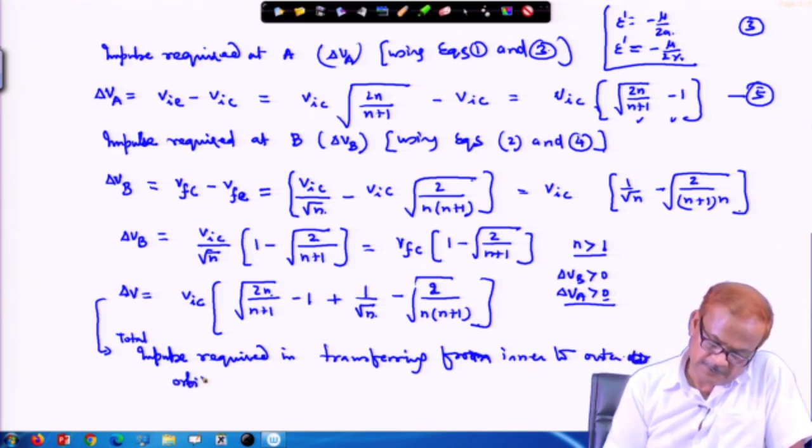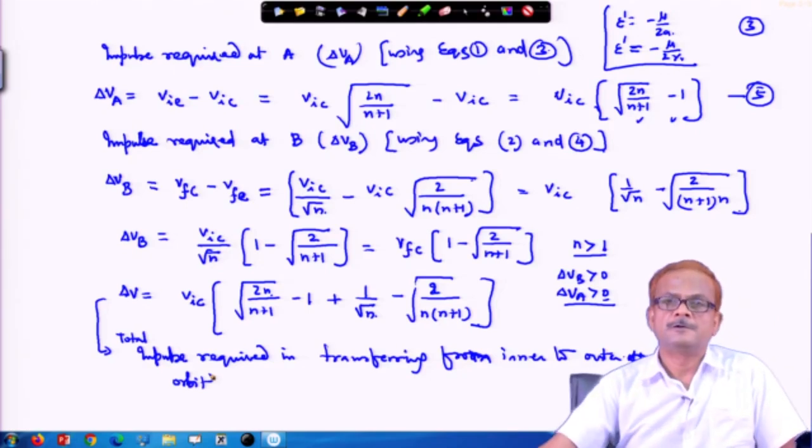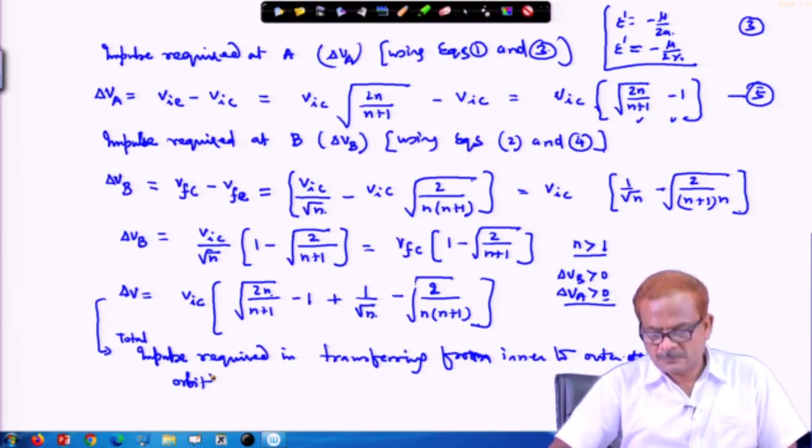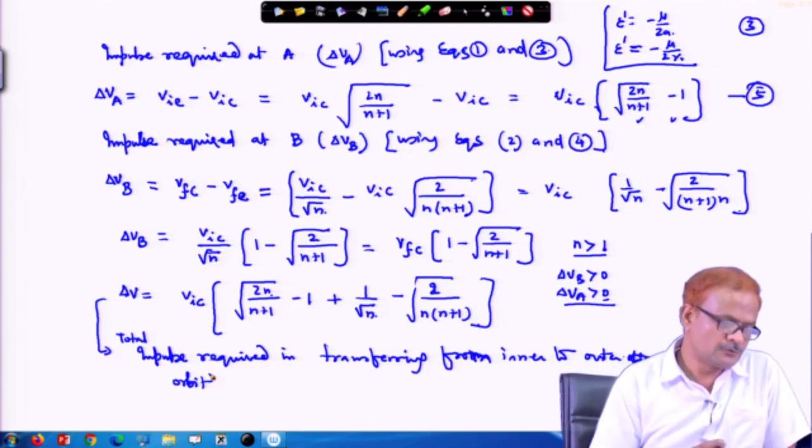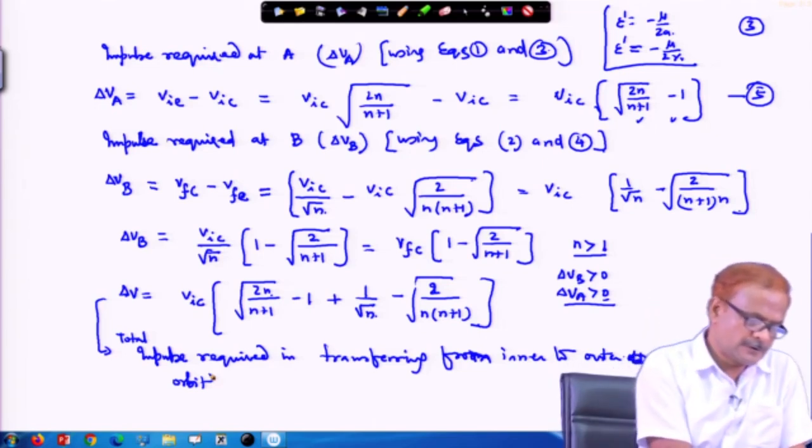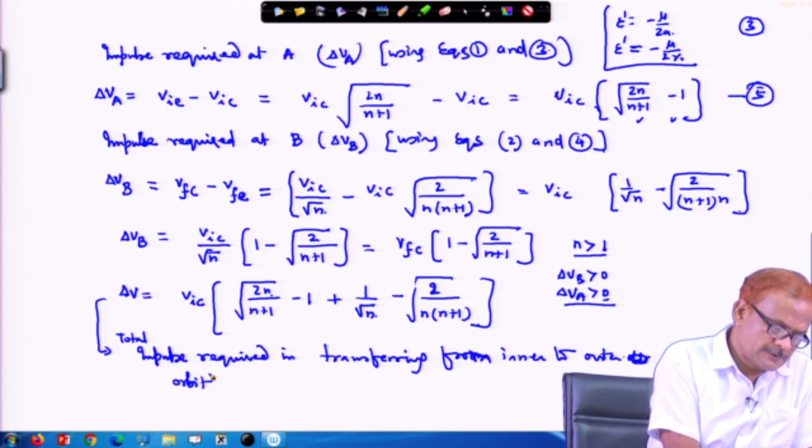The same way it can also be done for the outer to the inner orbit. There is no difference in the working out mechanism. You have to write it in the same way.